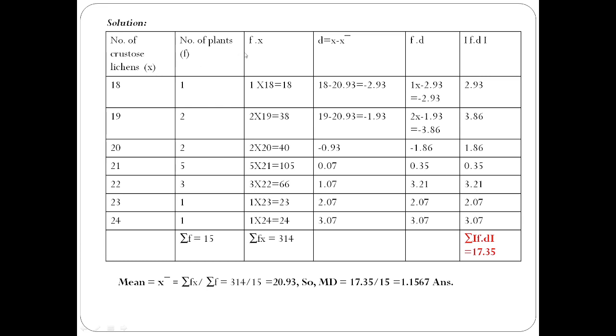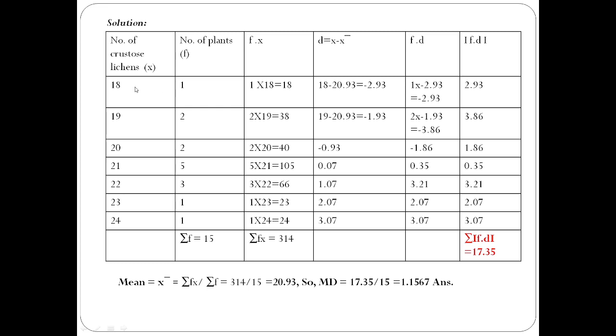Here is f, here is x. Now we need to find fx. Just multiply 1 into 18, 2 into 19, etc. Then we find the summation of fx. If we add all the values in this column, the summation of fx is equal to 314. In the f column, the summation of f is equal to 15. We find the mean, x bar, which is summation of fx by summation of f, that is 314 by 15, equal to 20.93. Then we need to find d. We know d is equal to x minus x bar.